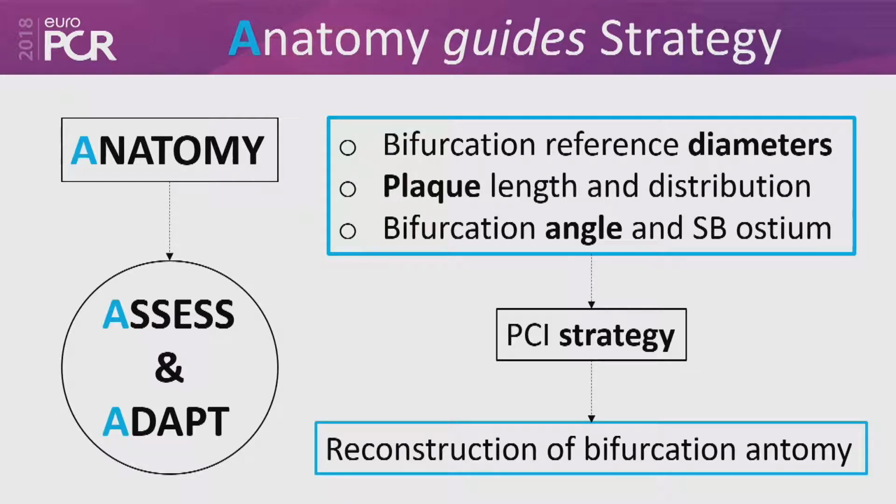Any questions right here, right now, at this moment? Could you consider the wiring of the side branch first? In this case, you wired the main branch and then predilated it.